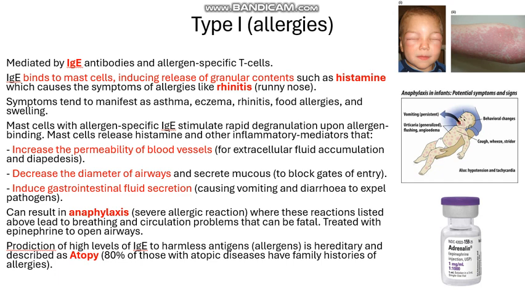So mediated by immunoglobulin E antibodies and allergen-specific T cells, immunoglobulin E binds to mast cells, inducing the release of granular contents such as histamine, which cause the symptoms of allergies like rhinitis, the scientific term for a runny nose. Symptoms tend to manifest as asthma, eczema, which you can see on the top right, rhinitis, food allergies, and swelling that you can see also on the top right if you look at that little boy's face.